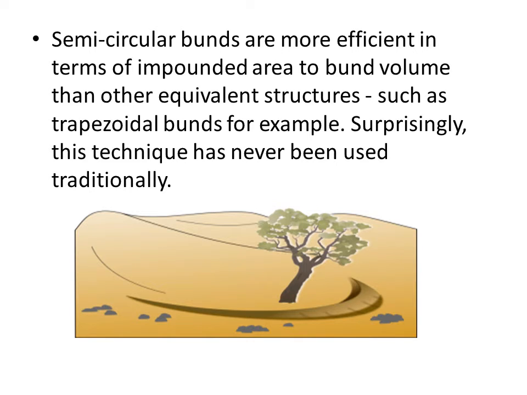Semicircular bunds are more efficient in terms of impounded area to bund volume than other equivalent structures such as trapezoidal bunds, for example. Surprisingly, this technique has never been used traditionally. The semicircular bunds occupy less space compared to other structures like trapezoidal bunds, where the bund lengths or the volume involved are more, but in this case the volume involved is less, but somehow this technique has never been used traditionally.